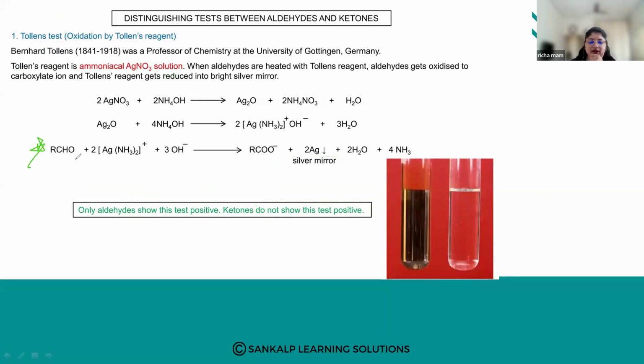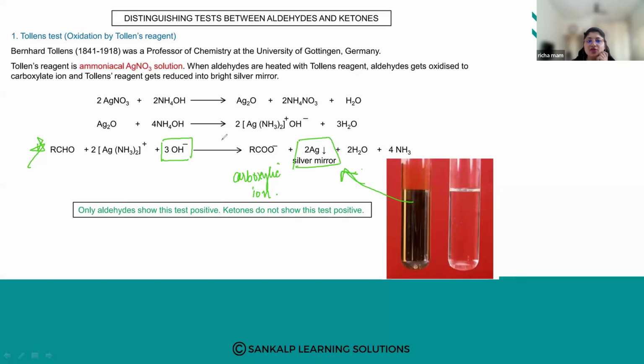The aldehyde reacts with the ammoniacal silver nitrate solution. Ammoniacal means these ammonia ions. Then you get a carboxylate ion, and the silver ion is reduced. This is due to the precipitation of silver, which will be a shiny silver color. Then you get your silver mirror, so this shows the silver mirror test.